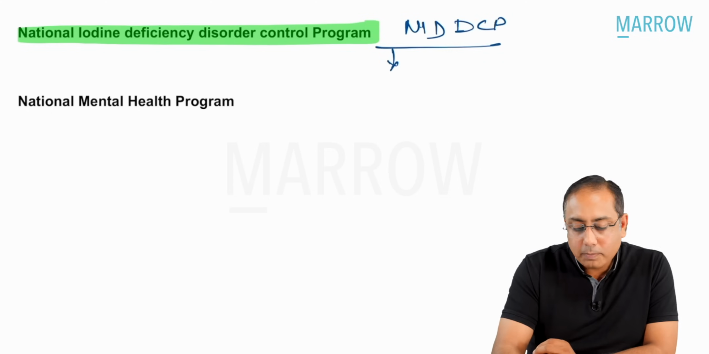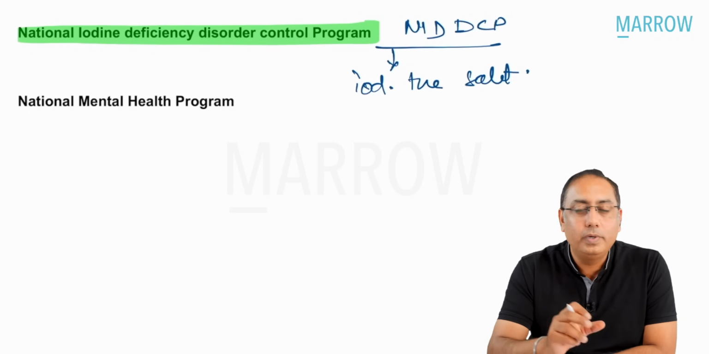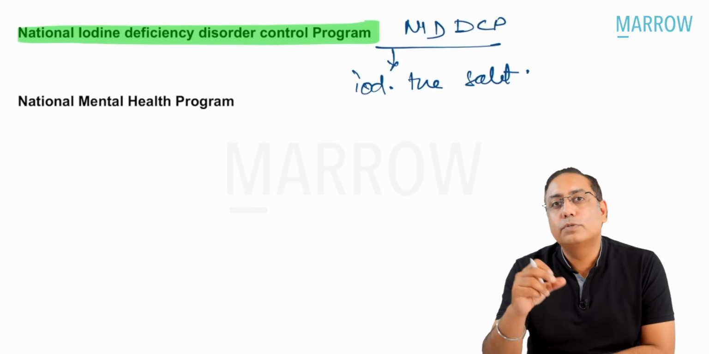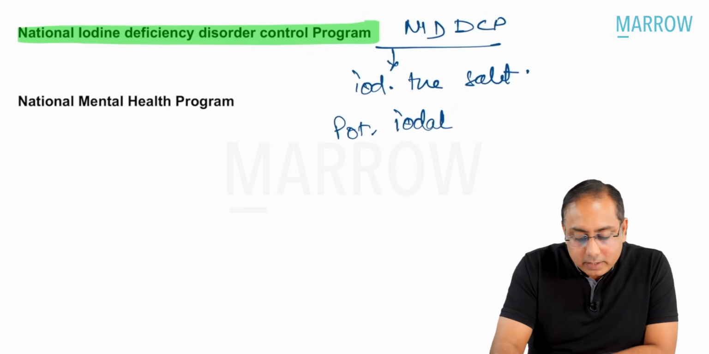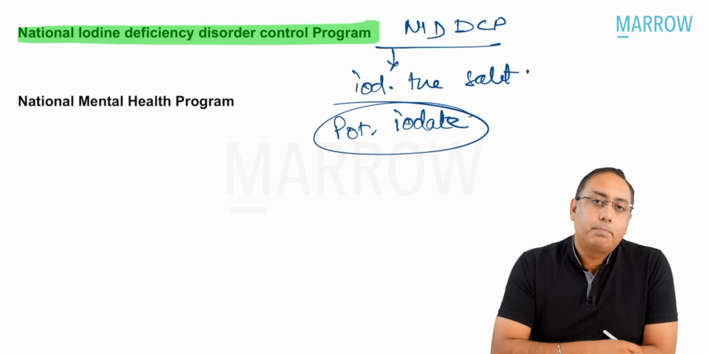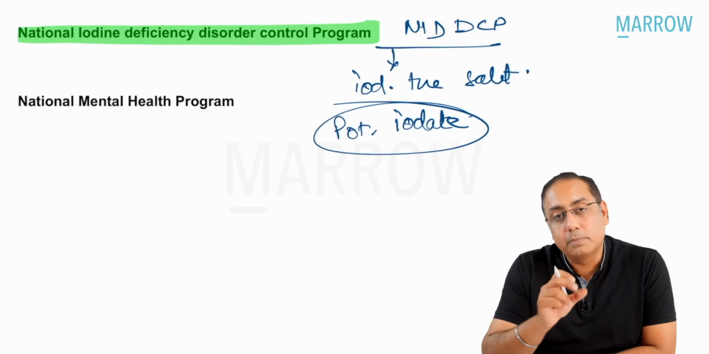So under this program, what do we do? We iodize the salt. How do we iodize? Do we use potassium iodide or potassium iodate? We use potassium iodate. We iodate the salt. Always remember, potassium iodate is used, and it's not potassium iodide, it is potassium iodate.